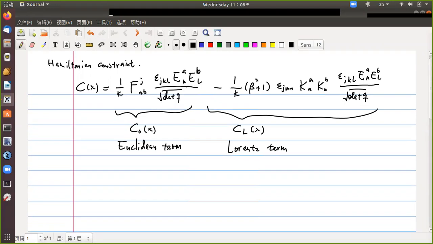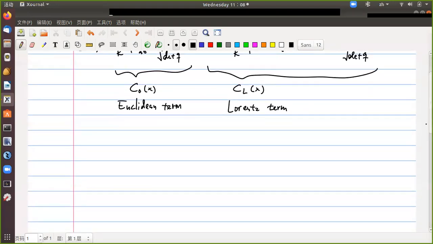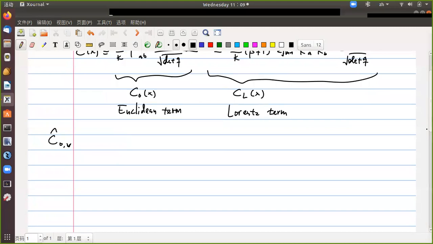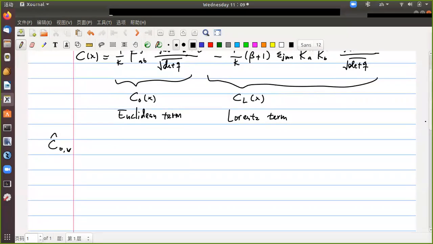Okay, and maybe I write again the quantization of the Euclidean term. Well, C hat 0 V. So V is the replacement for this X. X is a spatial point, and V is the vertex of the lattice.